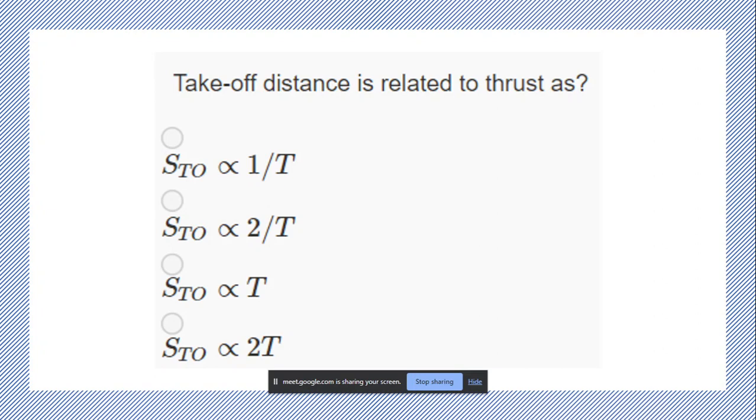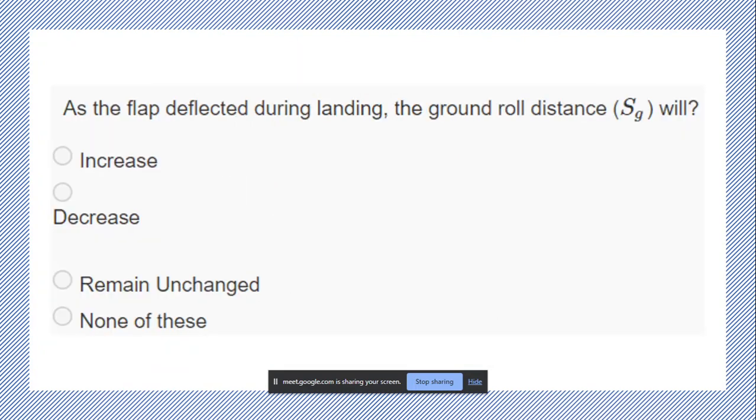So Sg is inversely proportional to 1 by... distance is related to thrust as, again a similar question. So it's inversely proportional to the thrust. As the flap is deflected during landing, the ground roll distance will, like we discussed previously, S liftoff is inversely proportional to CL max. When we deflect a flap, the maximum lift coefficient increases. So if your CL max is increased, that is the flap is deflected, CL max is increased, the ground roll distance, or the takeoff distance, here it is ground roll, will decrease.